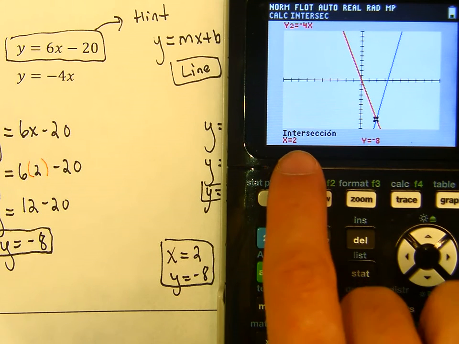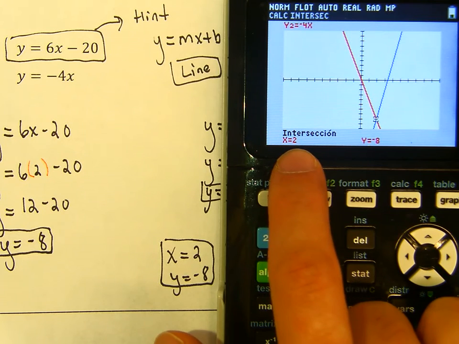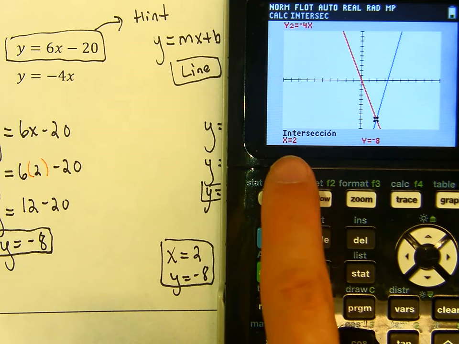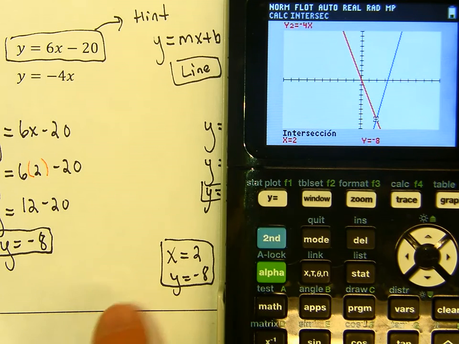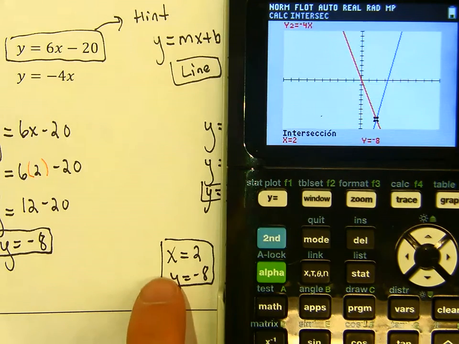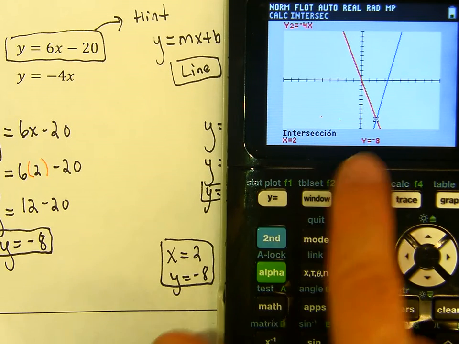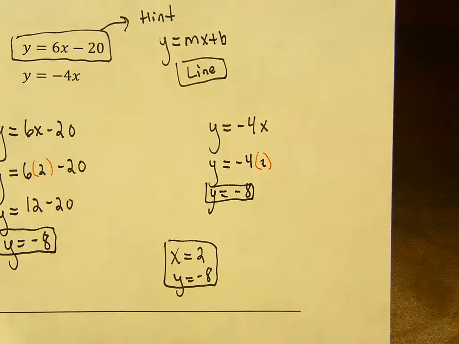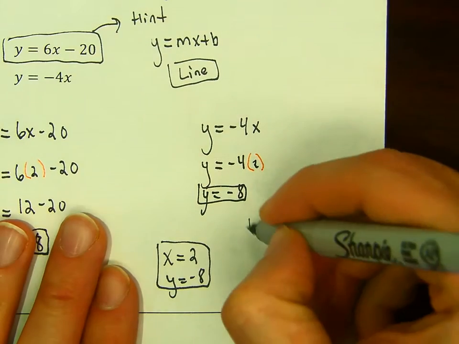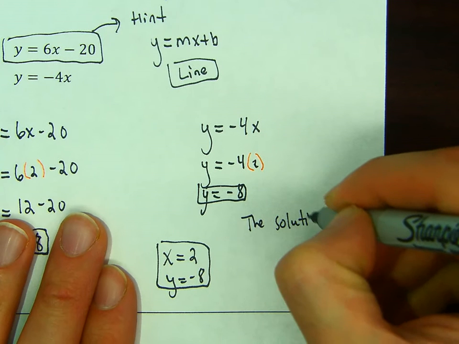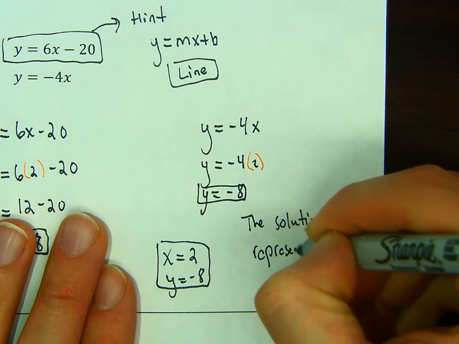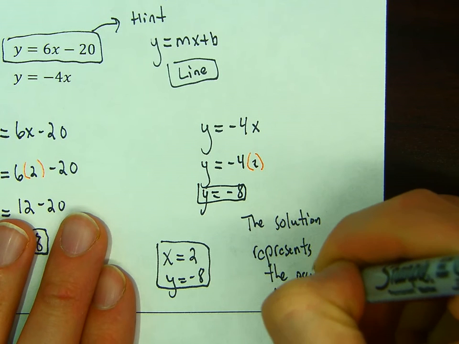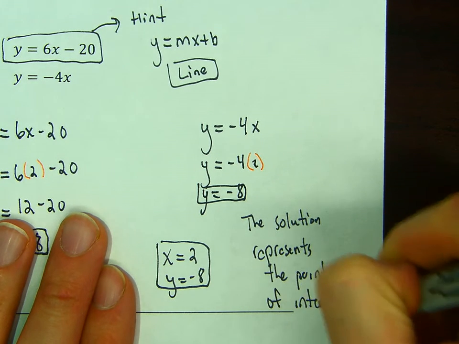But notice the point of intersection between the two lines. It's (2, -8), which is the solution that we have over here. The solutions represent the point of intersection. Let me write that down. The solution represents the point of intersection for both lines.